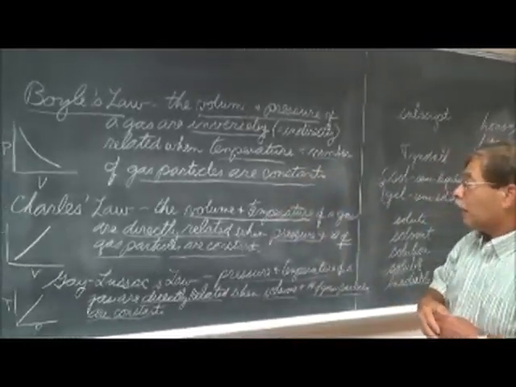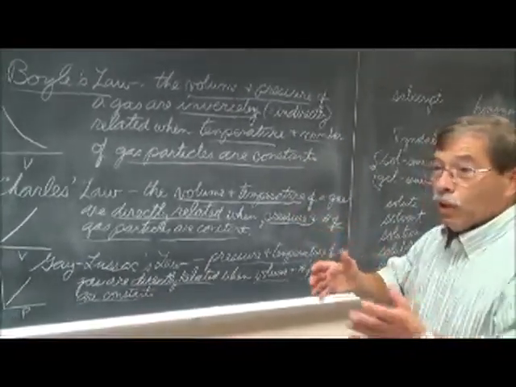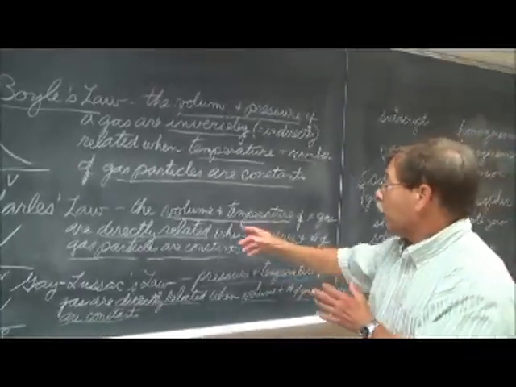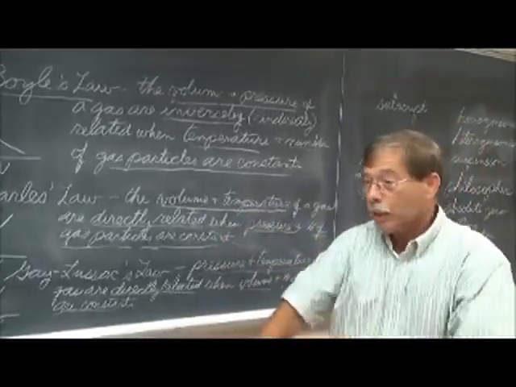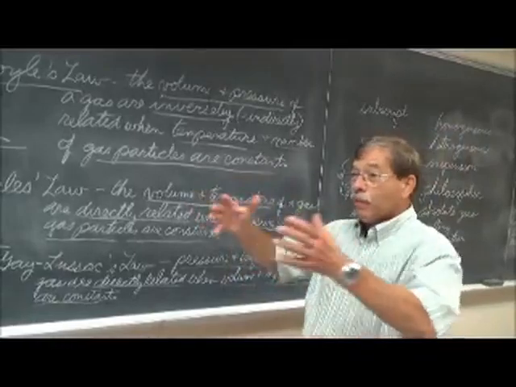Charles' law is the balloon. You blow up a balloon and stick it in the freezer, and you look at it the next day, and the balloon is smaller than it was because the volume goes down when the temperature goes down. Take it out, sit it on the desk, and it looks like it's blowing itself up because as the temperature rises, the volume gets bigger.